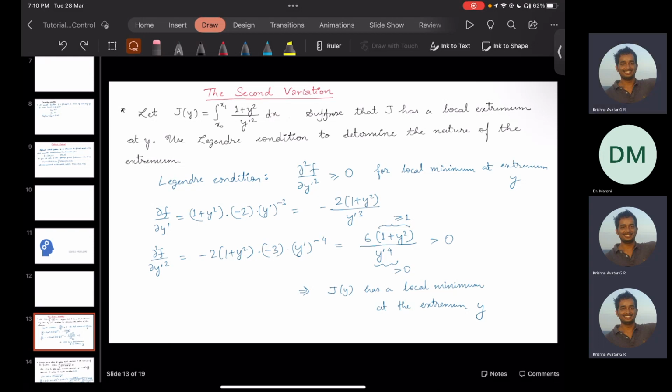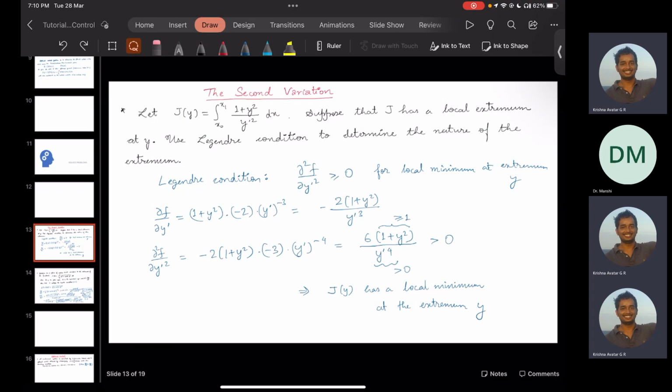So the Legendre condition is that the second partial derivative of f with respect to y prime is greater than or equal to 0 for a local minimum at extremal y. So we find the first derivative of f with respect to y prime, and again the second derivative. And we see that the numerator is greater than or equal to 1, for a non-trivial y prime, then the entire quantity is greater than 0. And so this means that J of y has a local minimum at the extremal y.